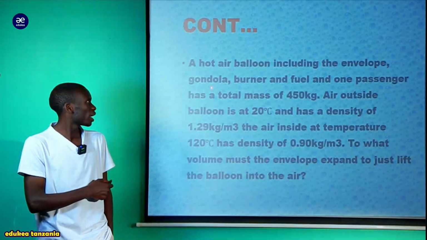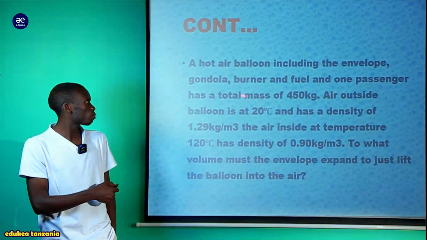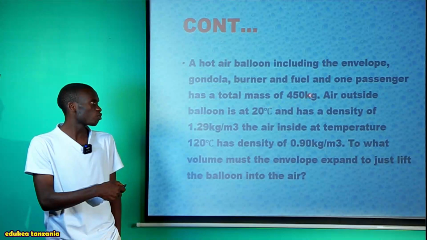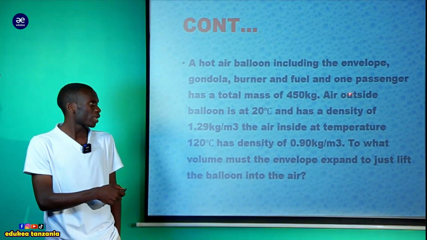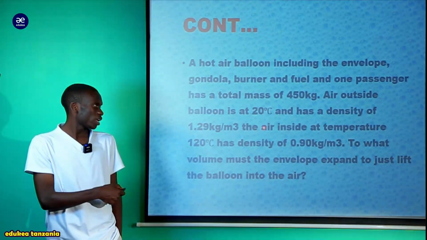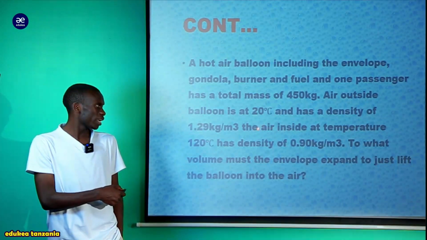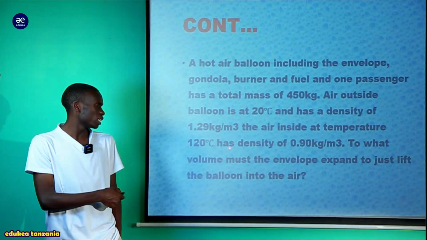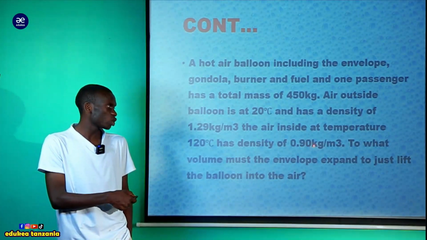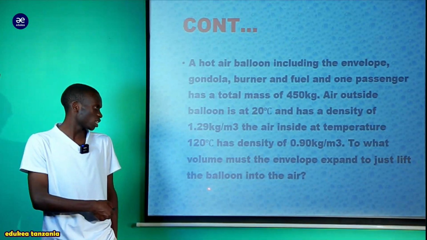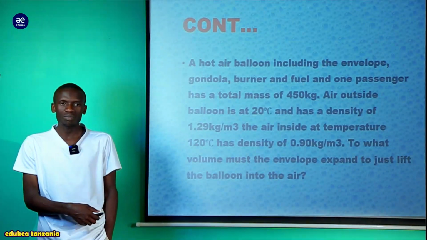Then say a hot air balloon, including the envelope, gondola, burner and fuel and one passenger, has a total mass of 450 kg. Air outside the balloon is at 20 degrees centigrade and has a density of 1.29 kg per meter cubic. The air inside, at a temperature of 120 degrees centigrade, has a density of 0.90 kg per meter cubic. To what volume must the envelope expand to just lift the balloon into the air?